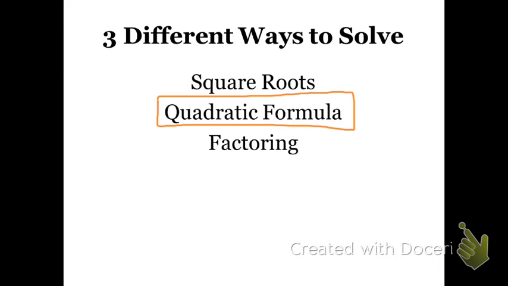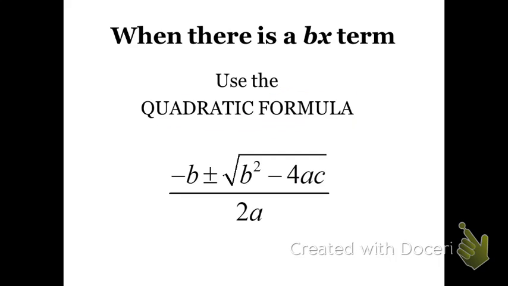And you know, if you can factor it, do it, but sometimes you can't factor it. So again, the quadratic formula is a fail-safe method that if you know how to do this, you could solve any quadratic equation. It's a pretty awesome feeling if you ask me. Alright. So, what is the quadratic formula? When there is a bx term and you can't factor it, you're going to use the quadratic formula, which is negative b plus or minus the square root of b squared minus 4ac all over 2a.